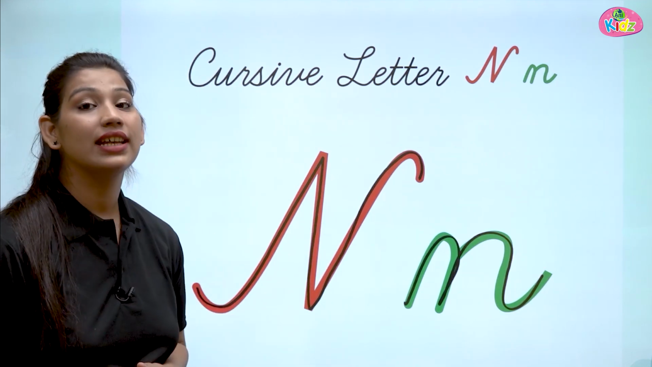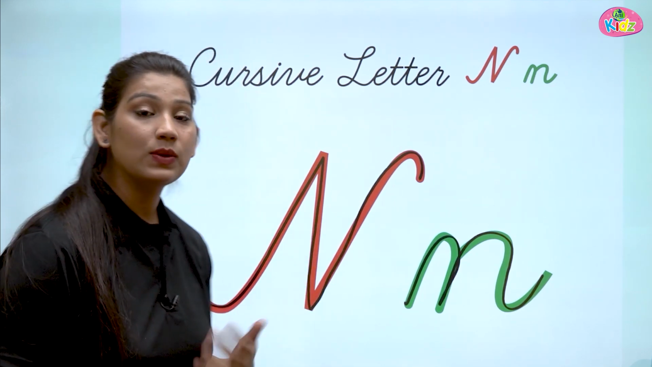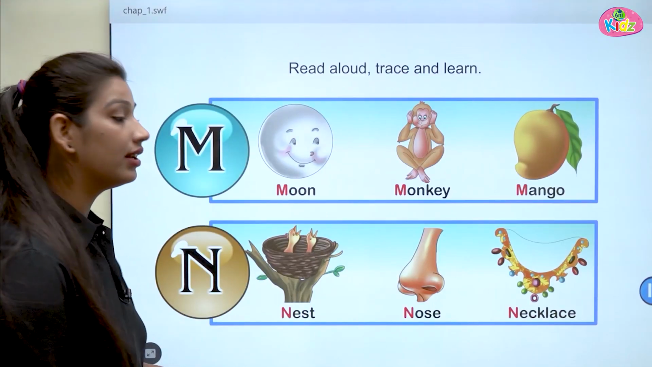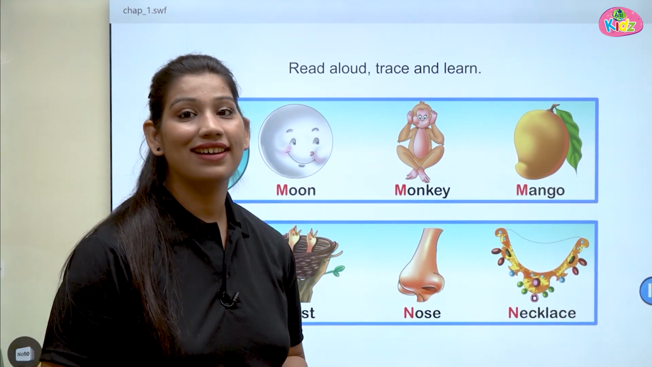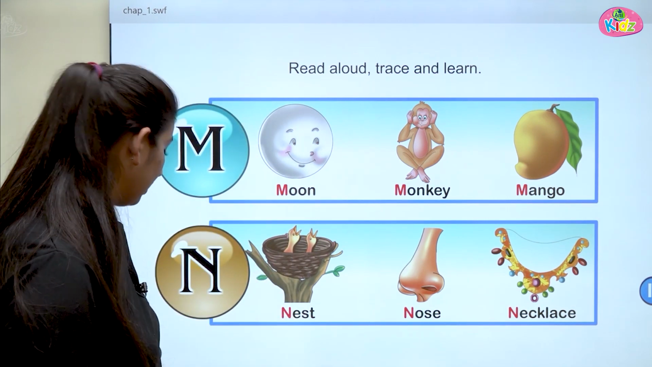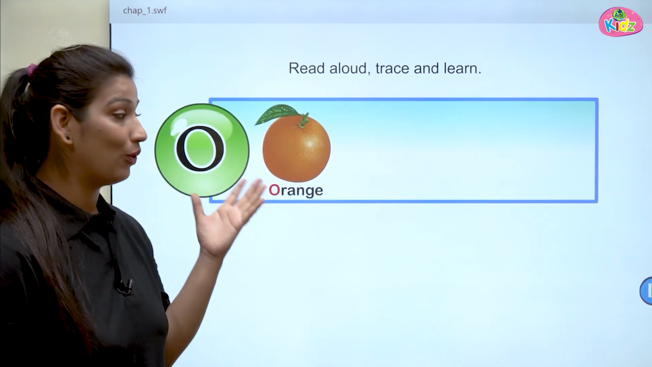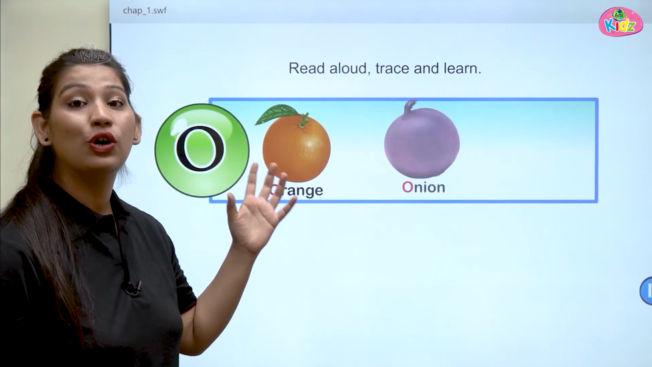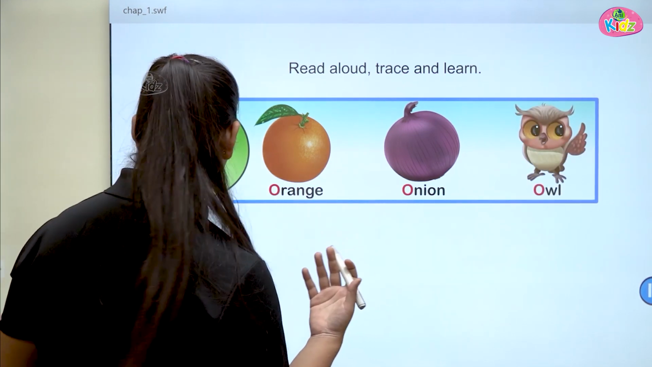N sounds N. N, nest. N, nose. N, necklace. You know what comes after N? There comes letter O. O sounds O. O, orange. O, onion. O, owl.